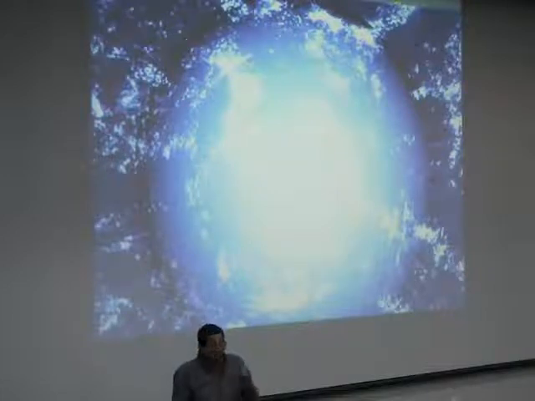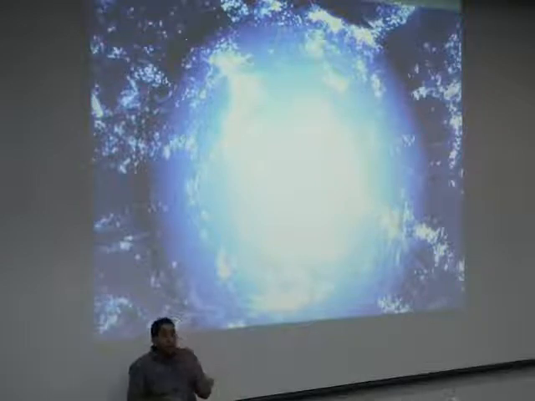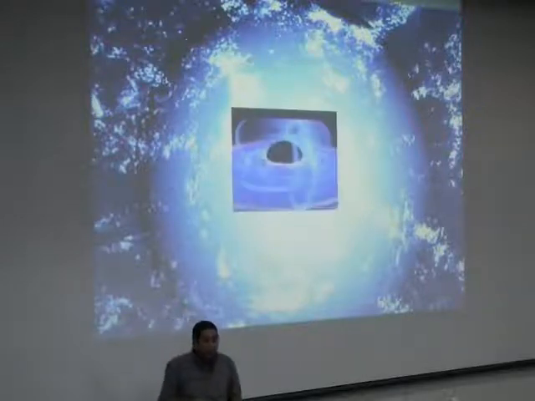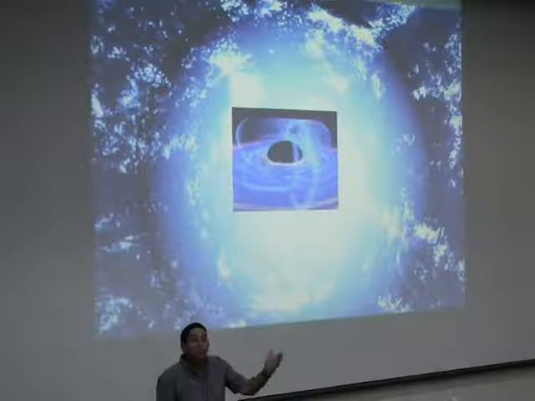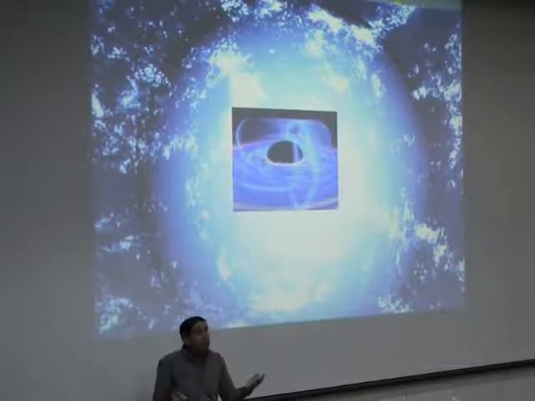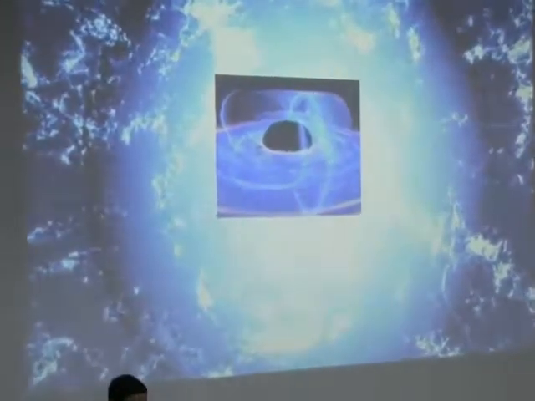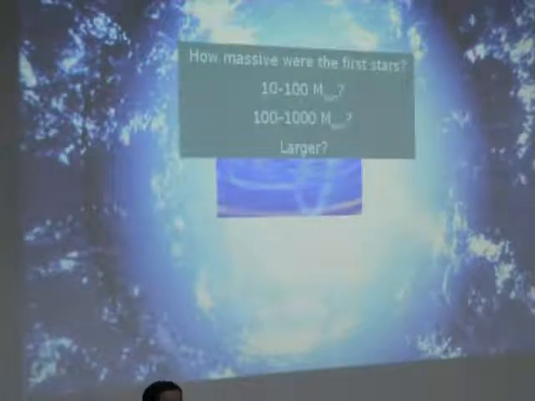And what we think nowadays, and these are new ideas, we cannot prove them yet, is that most of them produce, after the explosion, a black hole in the center. So a very large star explodes when the universe was less than 500 million years old, leaving behind a black hole. Now, how massive were the first stars?